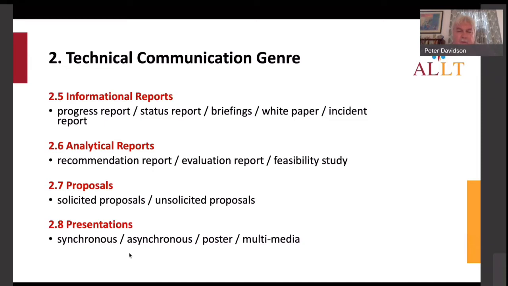2.7 is proposals. A very common part of technical communication is writing proposals, and these could be either solicited, where you're asked to submit a proposal, or unsolicited, where you have an idea and you submit a proposal that you think is worth doing. And then, of course, there's other things like presentations in real time, presentations recorded, poster presentations, multimedia presentations, presentations that continuously run. So all of that should give you an idea of what technical communication is.